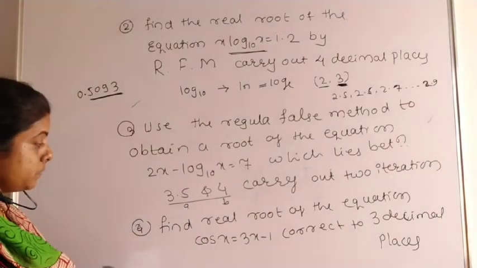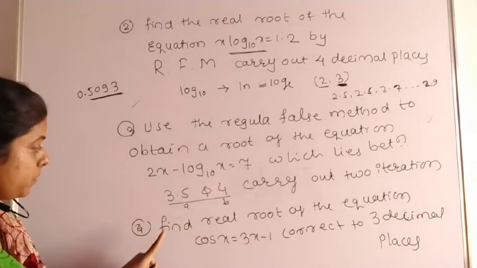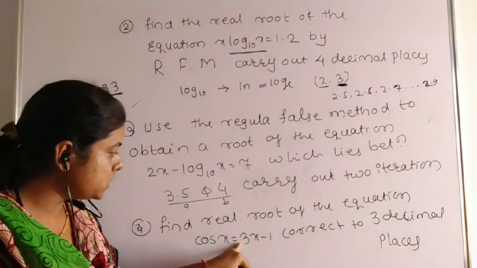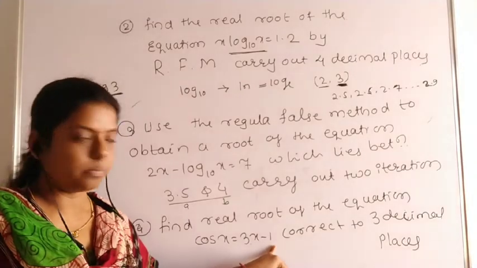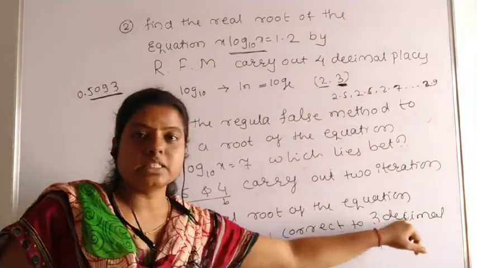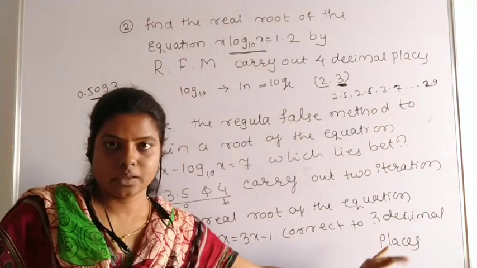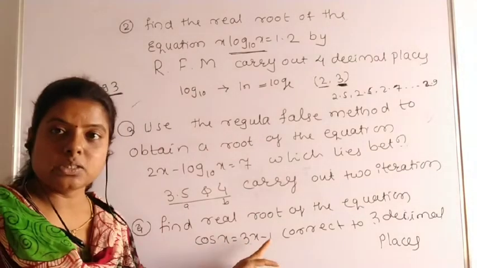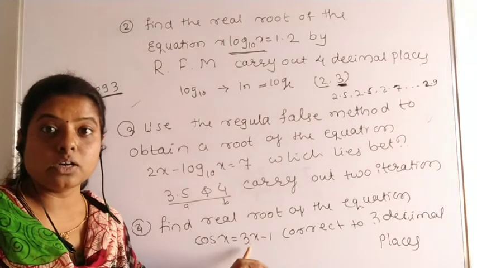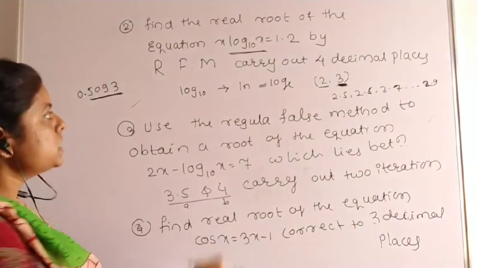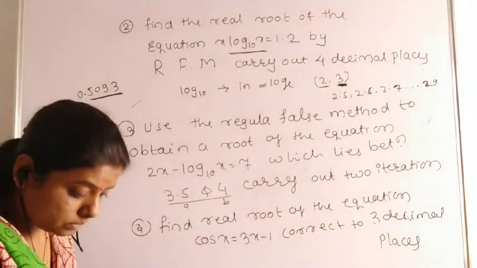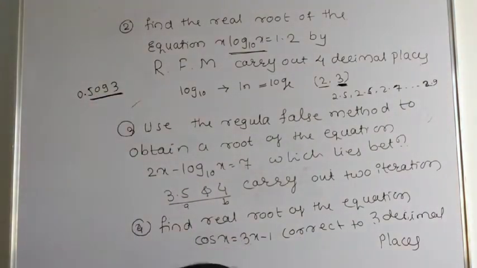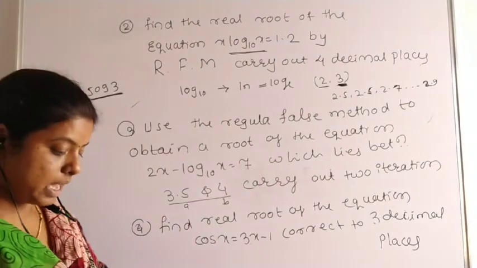Okay, fine. Next, the fourth example is: find the real root of the equation cos x is equal to 3x minus 1, correct to 3 decimal places. Here, cos x is equal to 3x minus 1. These all are in terms of x. Not necessary to take the calci in another mode.